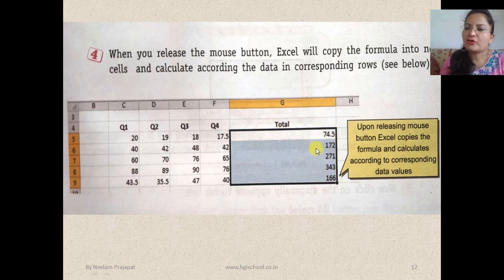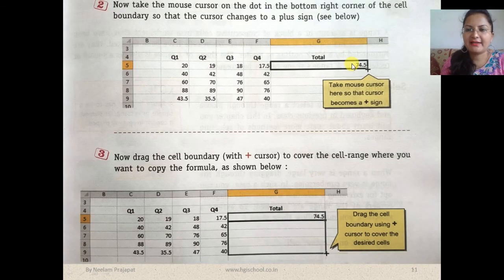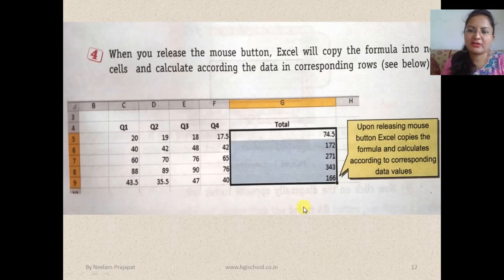Automatically the answer will be displayed in all the cells where we have copied the formula. Got it? Select the cell, bring your mouse pointer over here, and then drag it. When the cursor changes to a plus symbol, drag it up to where you want the formula and then release it. Got it? And automatically, if the values are there in the respective cells, then you will be able to see the answer after calculation.